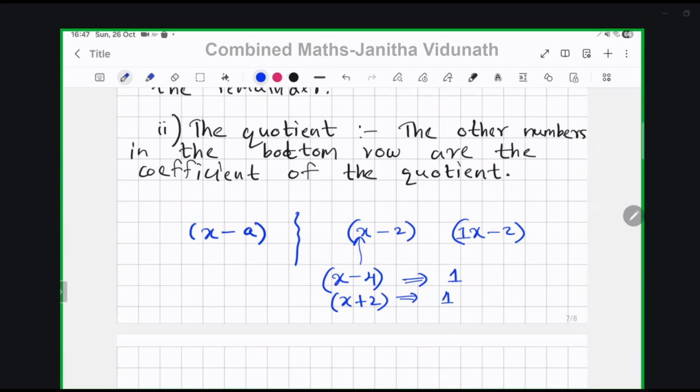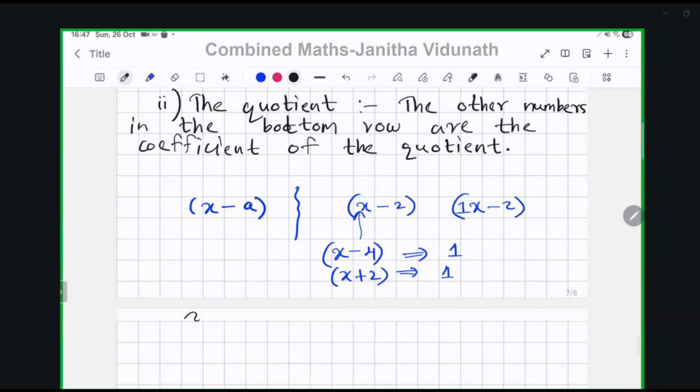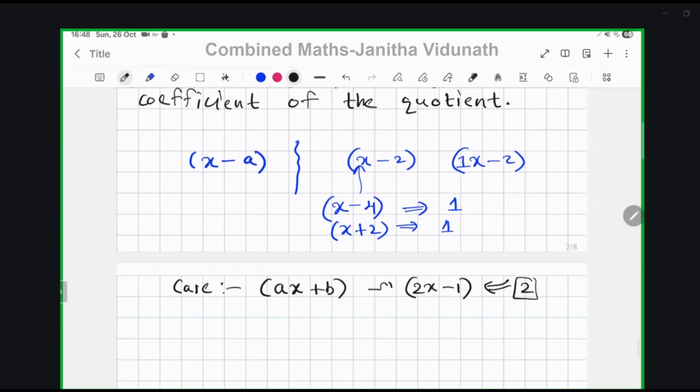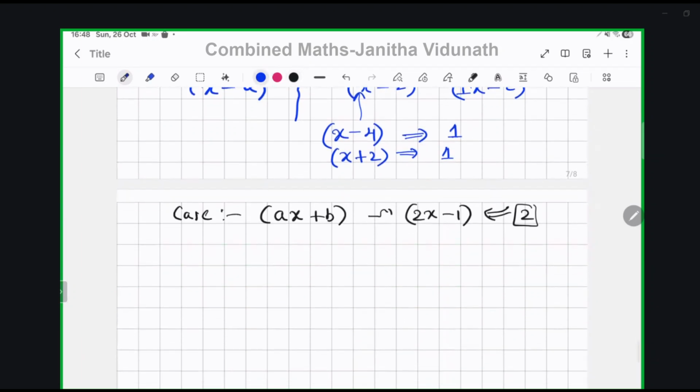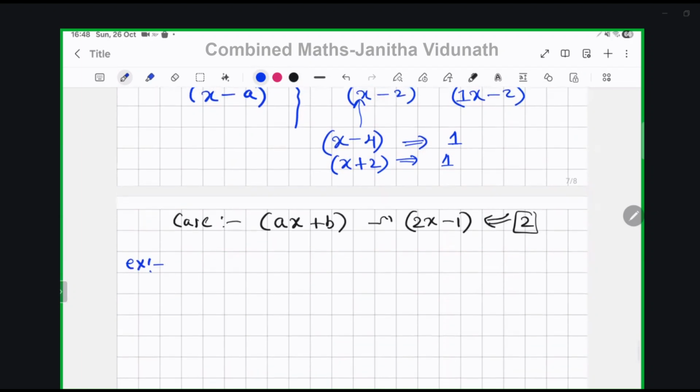Now, we are going to do an example where the coefficient is not equal to 1. That means a divisor in the shape of ax plus b, for example 2x minus 1. In this divisor, the coefficient of x is 2. For these kinds of divisors, we need to do a very small extra step. Now, I will explain this process with an example.